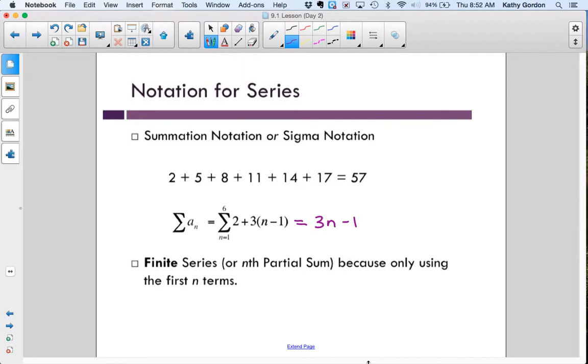And again, this works for a finite series or for partial sums because of the fact that we are limiting the terms. We are saying there's a certain place we're going to stop, and that's what we're going to add up. And so this works in those cases because we have a starting term and an ending term that we can indicate here on the top and the bottom of our sigma sign. Any questions about that? Does that make sense?